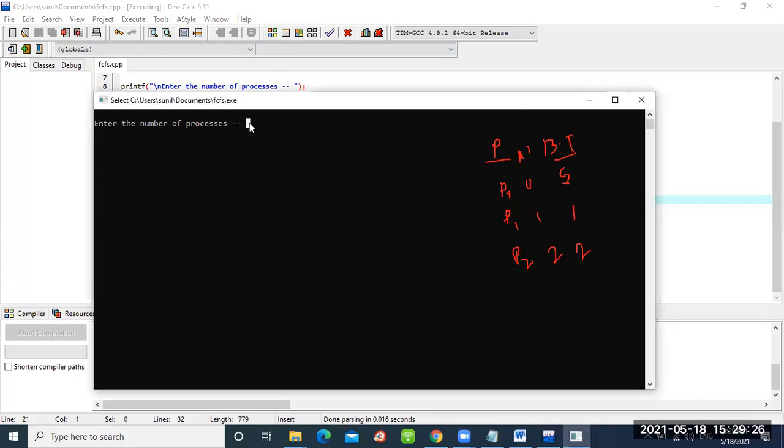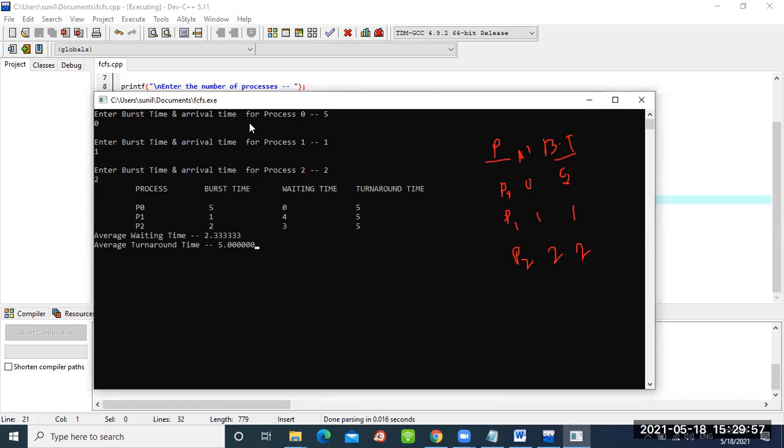Okay, so this is the input. So let me try whether it's working or not. Now they're asking for the arrival time and burst time. Process P0, burst time is 5 and the arrival time is 0. Then process P1, burst time is 1, arrival time is 1. Now process P2, burst time is 2 and arrival time is 2. Okay, now you can see the changes.